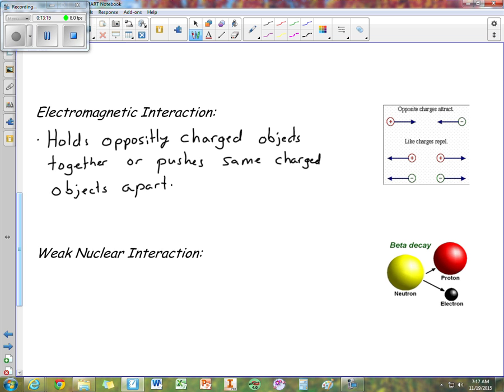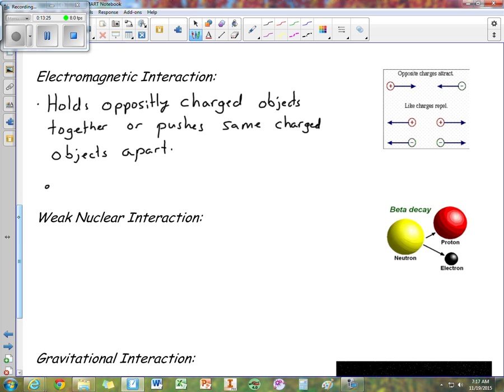And this will obey an inverse square law. We talked about relationships in the previous unit. This is one example. This interaction is proportional to 1 over the distance squared. So as the distance between the charges increases, the force becomes weaker with 1 over that distance squared.